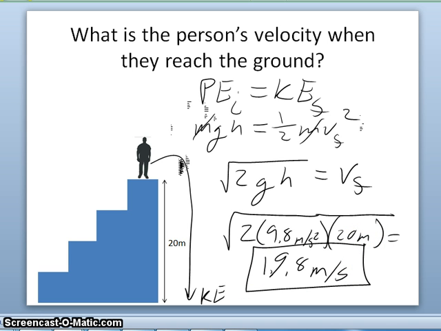So it's actually easier to use potential and kinetic energy to solve a lot of these problems, as you'll see in future lessons.